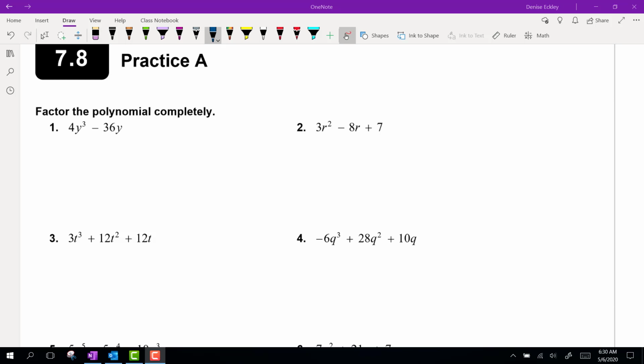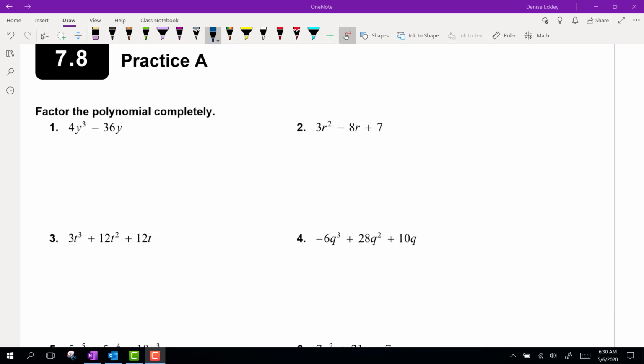This video is to show the solution steps for the 7.8 practice that was assigned. So I'm going to go through each problem and talk you through how I come up with a strategy to solve these, and then I will actually solve them.